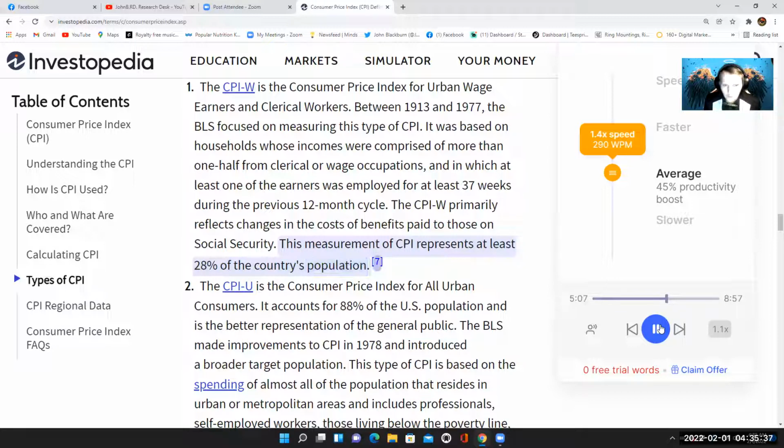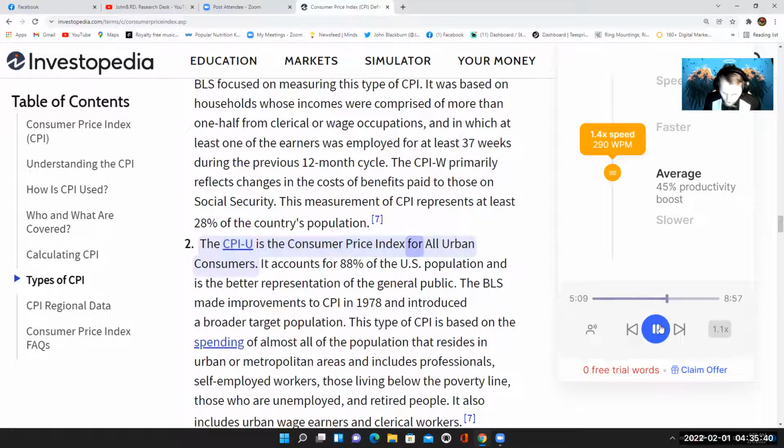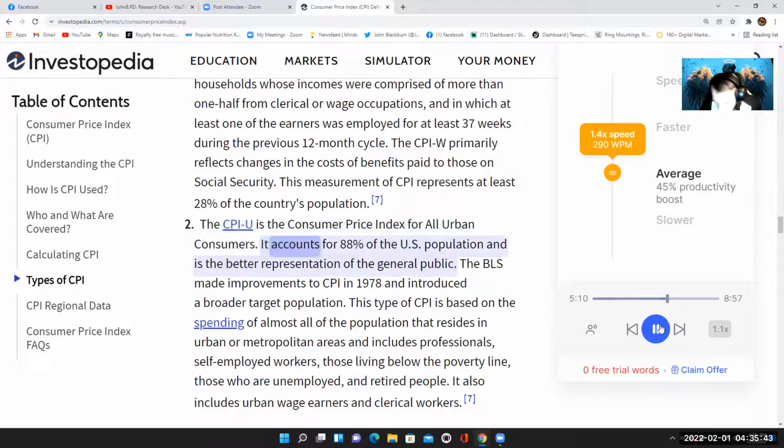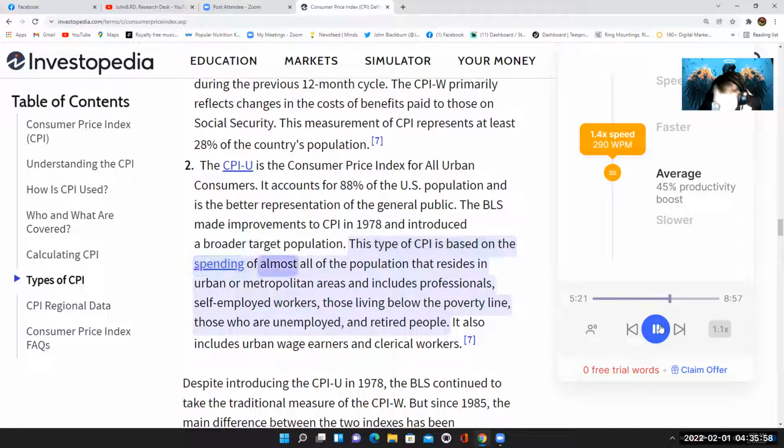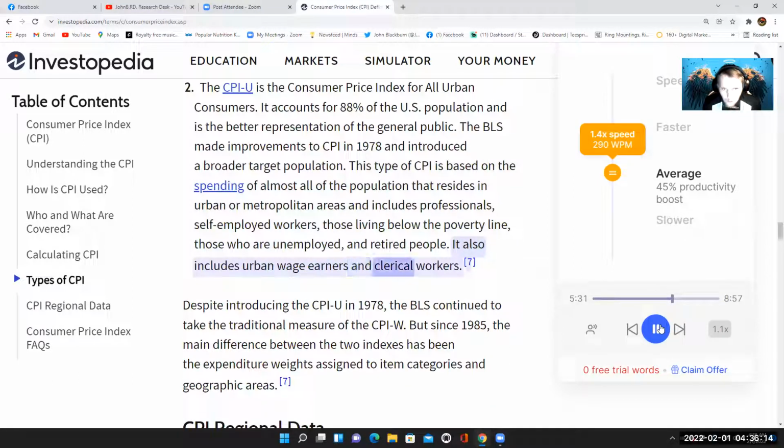The CPIU is the Consumer Price Index for all urban consumers. It accounts for 88% of the U.S. population and is the better representation of the general public. The BLS made improvements to CPI in 1978 and introduced a broader target population. This type of CPI is based on the spending of almost all of the population that resides in urban or metropolitan areas and includes professionals, self-employed workers, those living below the poverty line, those who are unemployed, and retired people. It also includes urban wage earners and clerical workers.